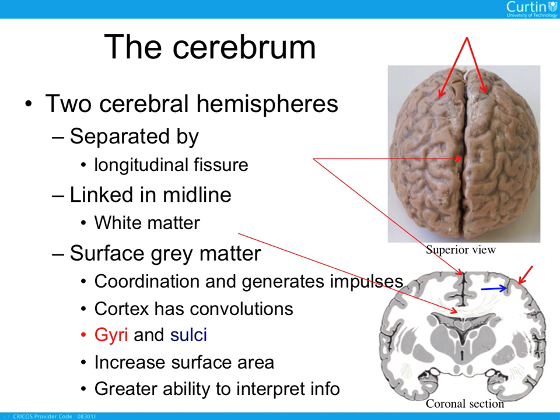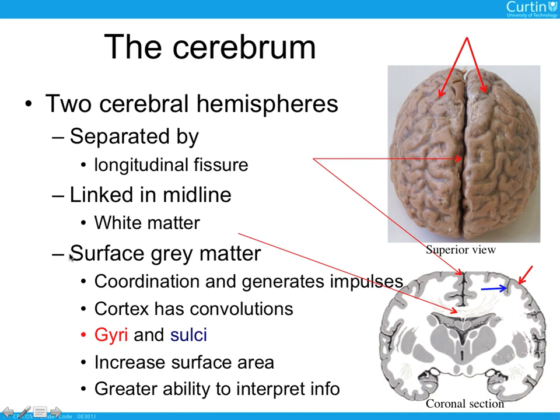Anyway, back to task. So the convolutions are made up of gyri and sulci. Gyri are the hills. So you can see this area here would be a gyrus. And then in between the hills, so here's a hill, here's a hill, so they're both gyri, in between them are sulci. So this is a sulcus here. You can see the sulcus sort of extending down through here.